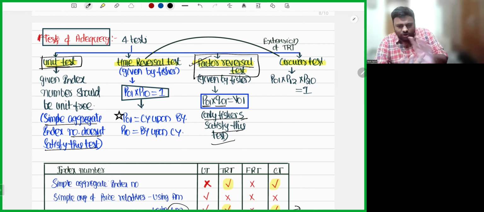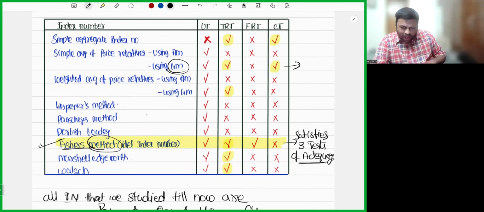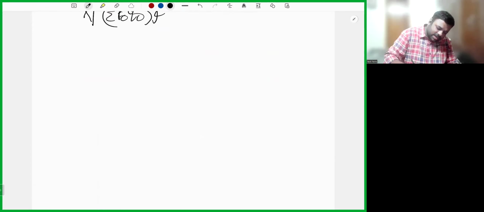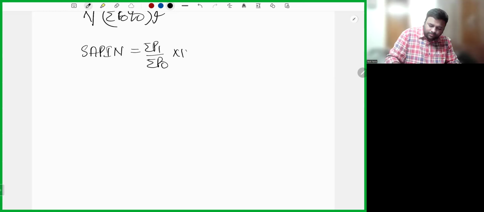Now, two tests I guess you can remember: unit test and factor reversal test. Unit test: the given index number should not have any units, but simple aggregate index number will not satisfy. If you want, I'll show you the proof, but that's not that important. However, you can see. How will you get the simple aggregate price index number? Tell me. Simple aggregate price index number will be summation of P1 by summation of P0 into 100, right?